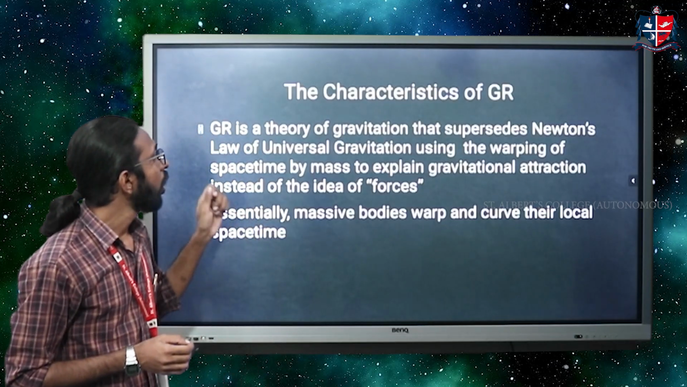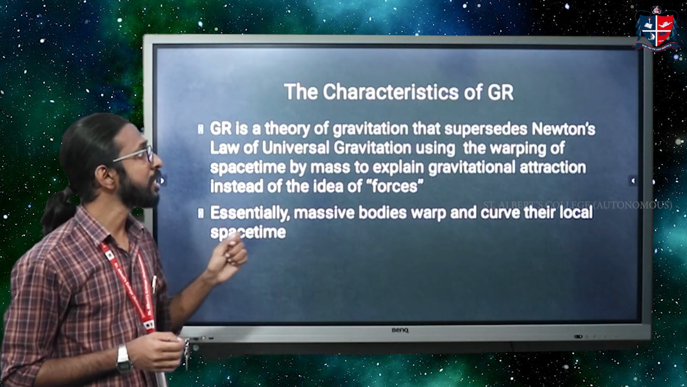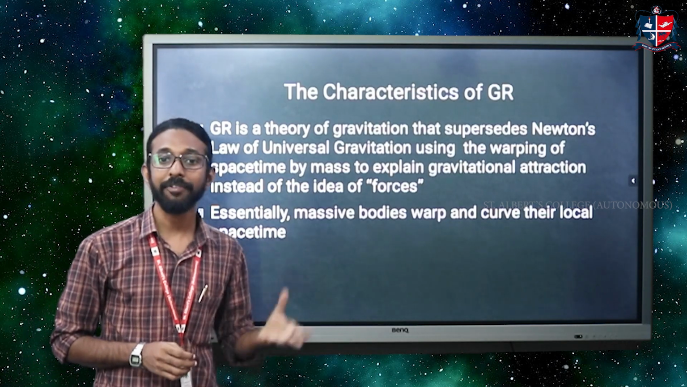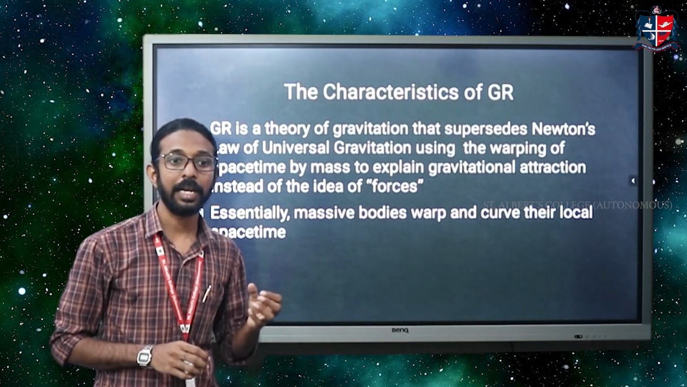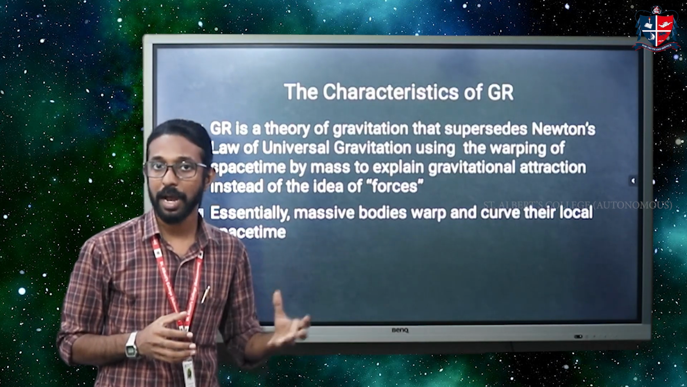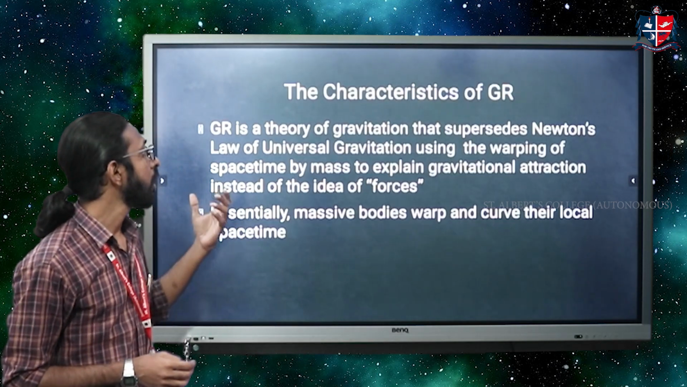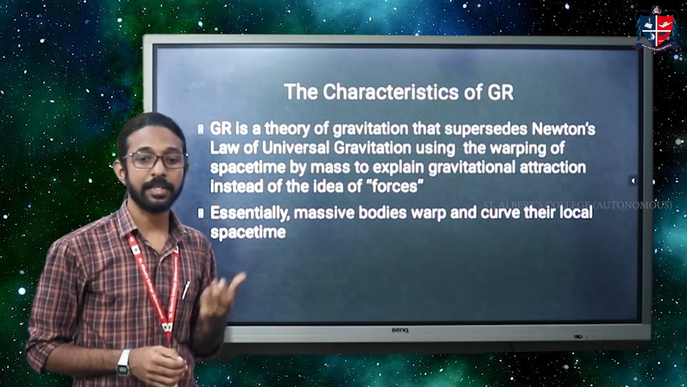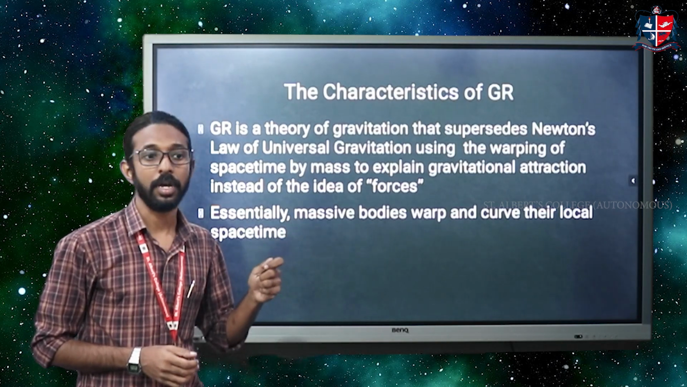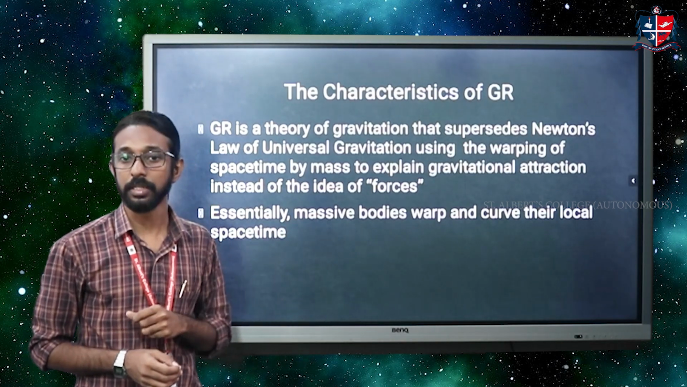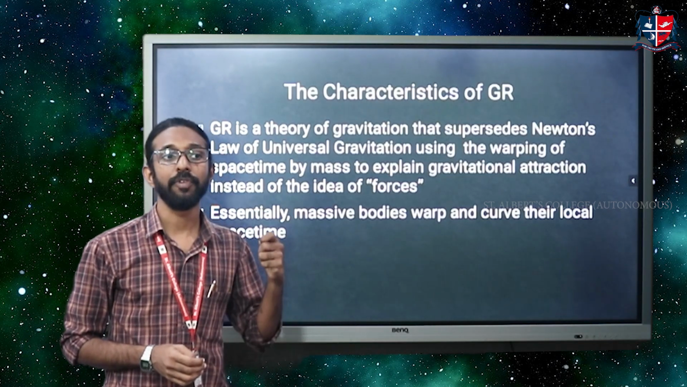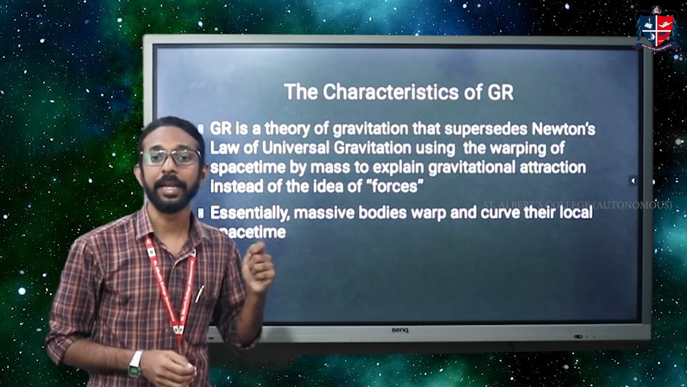First of all, the general theory of relativity essentially supersedes Newton's theory. So Newton identified what gravity is. He said that gravity is a force of attraction that happens between every body which has mass and so on and so forth. But why gravity exists, given that gravity was a force according to Newton, was not answered. And many scientists were looking for an answer to the question of why gravity exists.